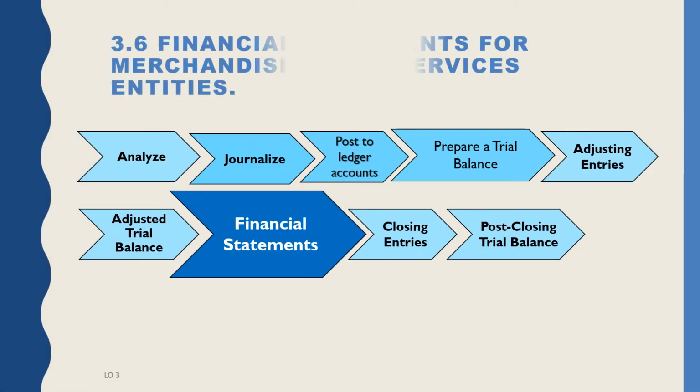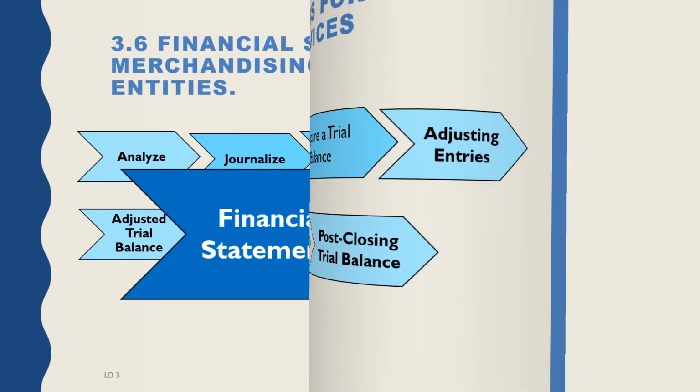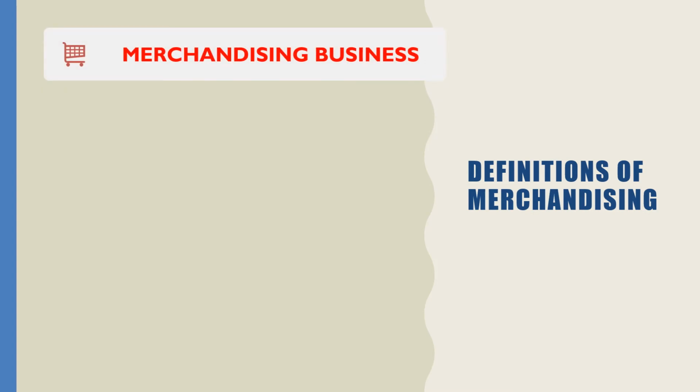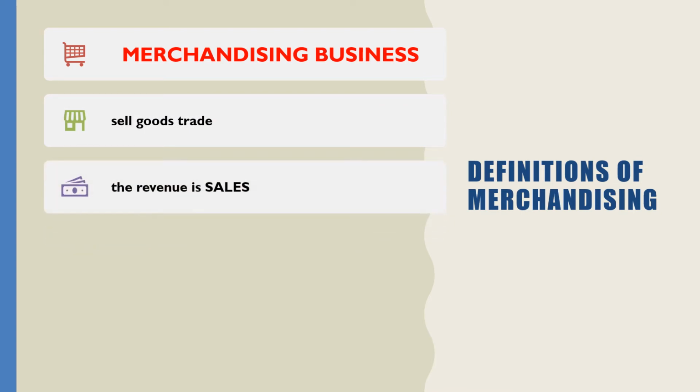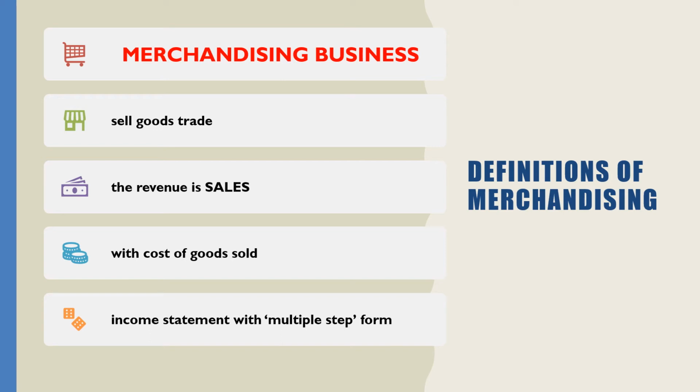(3.6) Financial Statements for Merchandising and Services Entities. Definition of merchandising: companies such as Meiden and Dickinson are called merchandising companies because they buy and sell merchandise as their primary source of revenue. The primary source of revenue for merchandise is referred to as sales. Cost of goods sold is the total cost of merchandise sold during the period. A multiple-step form income statement is prepared by merchandising companies.